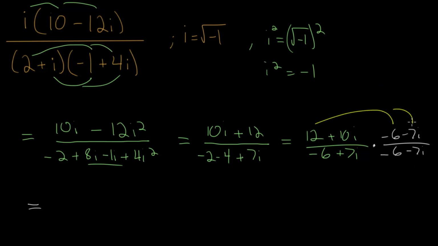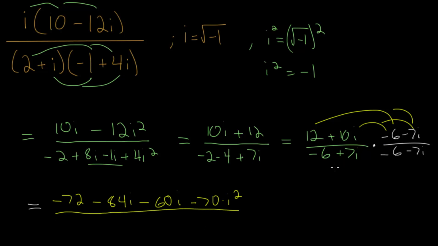The 12 will go to both. The 10i will also go to both. So we do 12 times -6, which would be -72. 12 multiplied by -7i, we get 70 plus 14, that's 84, so we get -84i. Then we do 10i times -6, which would be -60i, and 10i times -7i, we get -70 multiplied by i times i, or i squared.